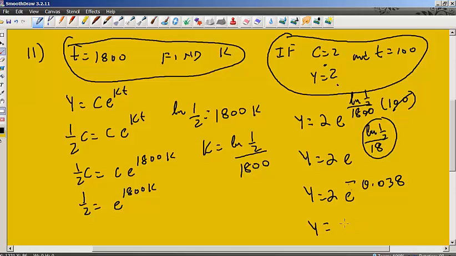Alright. And when you raise that to the power of that and then multiply by 2, it turned out to be 1.92 grams. Do you think so? Okay, thank you.